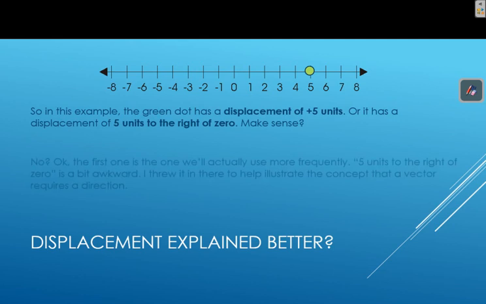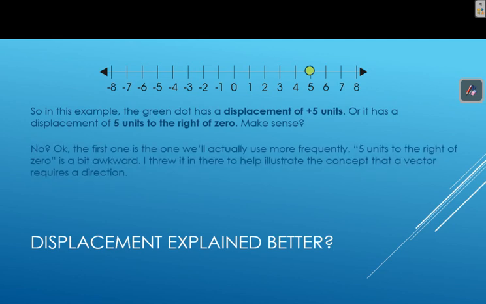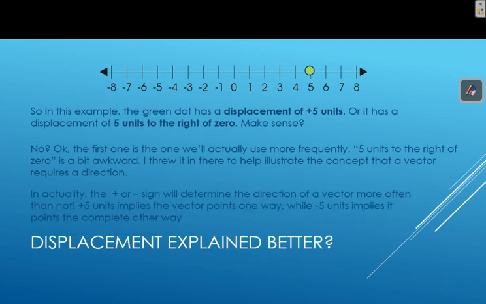And if that doesn't make sense, I want to discuss that 5 units to the right of 0 is a bit awkward. I only put that in there so that it can help illustrate the fact that vectors do require a direction. In actuality, the positive or negative sign is going to determine the direction of a vector more often than not. Plus 5 units implies that the vector points one way, whereas if we wrote negative 5 units, it would be pointing completely the other way, 180 degrees in the other direction.